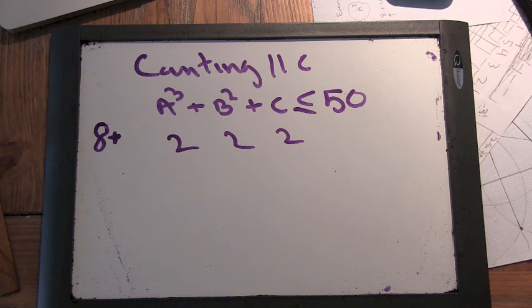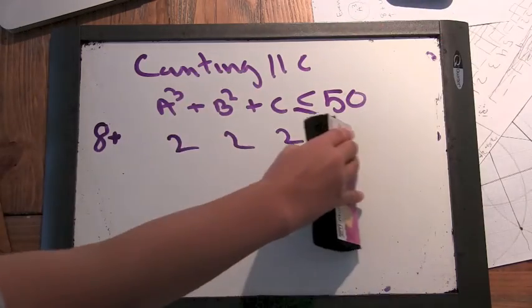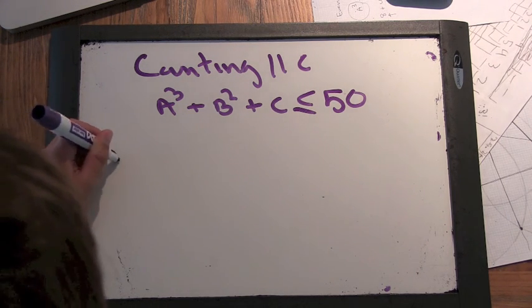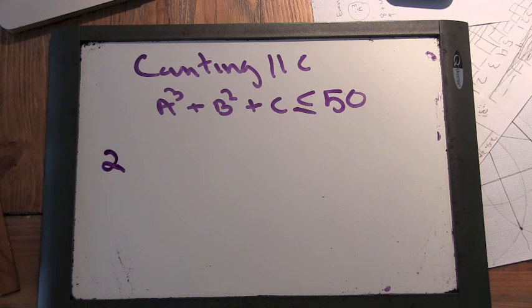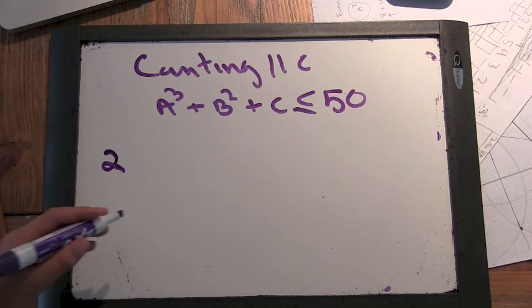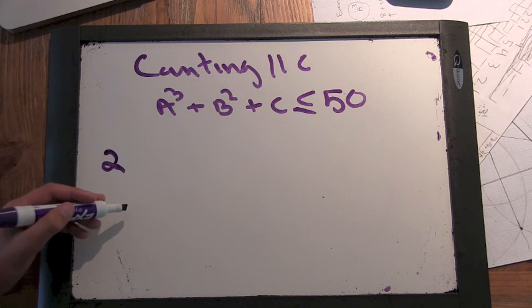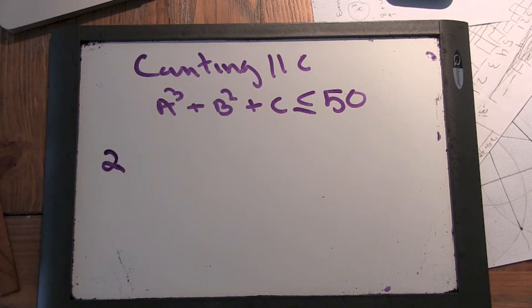I'm getting a little confused now. Okay. What case are you counting here? So we're counting the C's. Okay. All right. So we have A is 2 and C. What can C be? Okay, that's a good question to ask when you're counting the C's. What can C be?